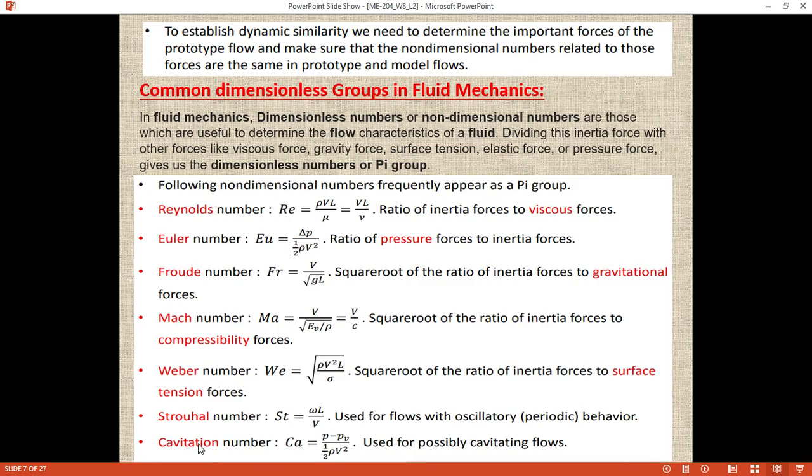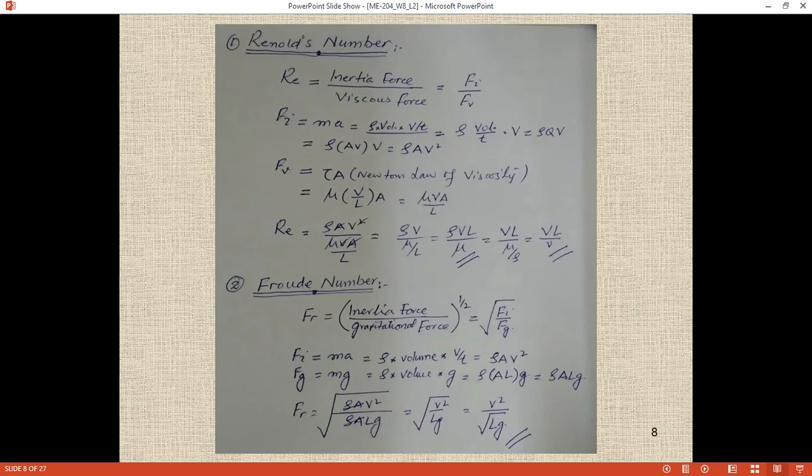Let's see another important number, that is the Euler number. The Euler number is the ratio of the pressure force to the inertia force. So let's see here.